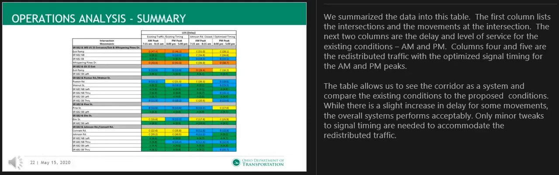We summarize the data into this table. The first column lists the intersections and the movements at the intersection. The next two columns are the delay and level of service for the existing conditions, AM and PM. Columns 4 and 5 are the redistributed traffic with the optimized signal timing for the AM and PM peaks. The table allows us to see the corridor as a system and compare the existing conditions to the proposed conditions. While there is a slight increase in delay for some movements, the overall system performs acceptably. Only minor tweaks to signal timing are needed to accommodate the redistributed traffic.